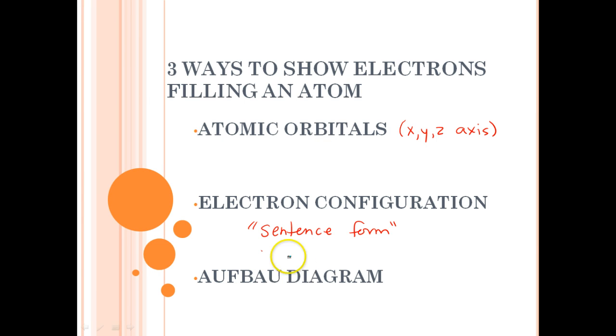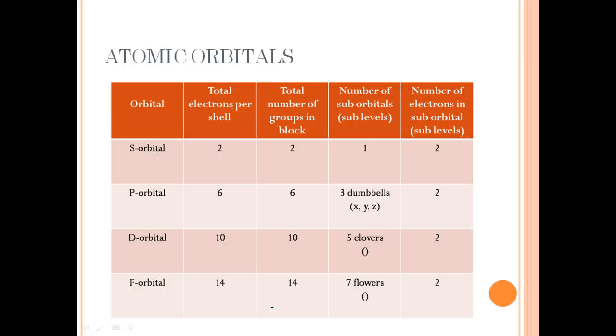And then the Aufbau diagram is like a chart. And this chart is really what it is used for, is so that we can see that spin number. And the spin number is illustrated in this Aufbau diagram really well. So we're going to learn about each one of these. Each one of these will be something that you'll be tested on. And really you could use one atom and draw all 3 of them.